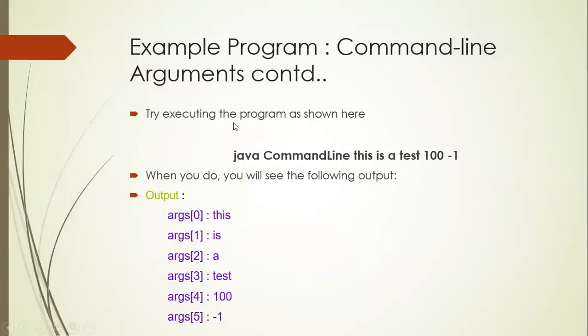Let us see how to execute. Try to execute the program as shown here. See here, java space CommandLine is the class name, followed by the arguments you want to pass. Here, this is one argument I want to pass. Is is another argument. A is another argument. Test is another argument. I am passing the arguments after the class name, separated by a space. So here how many arguments have I passed? 1, 2, 3, 4, 5, 6.